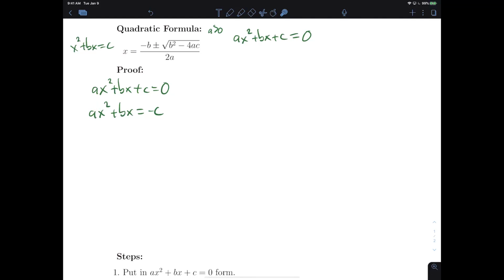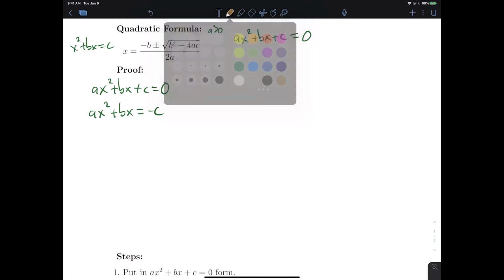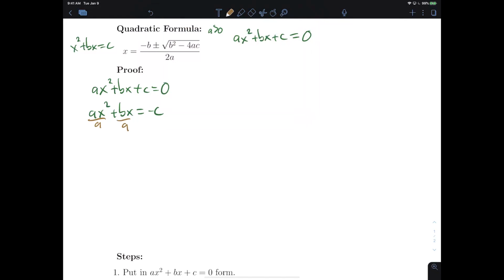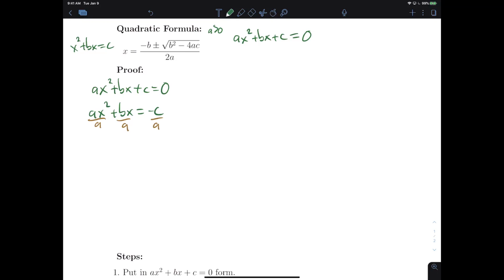Then we want a 1 in front of x squared, which means we want to divide everything in here by a. So divide by a, divide by a, divide by a. And again, because a is greater than 0, that means a cannot equal 0, which means we're not dividing by 0, so this is a valid operation. From this we get x squared plus b over a x equals negative c over a.